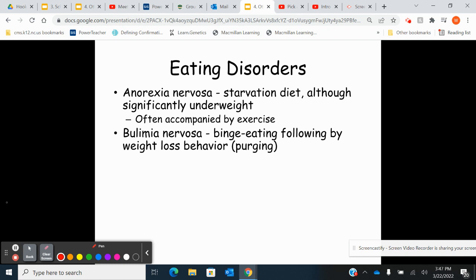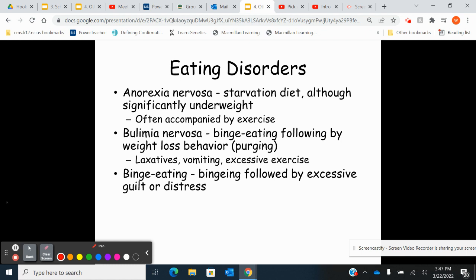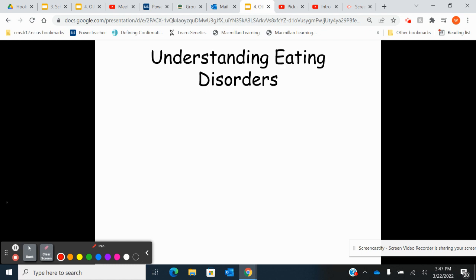Bulimia is where there's binge eating. A lot of times it is high calorie binge eating followed by weight loss behavior, purging, such as using laxatives, vomiting, or excessive exercise. And then there's just binge eating disorder, which is where there's binge eating followed by excessive guilt or distress.